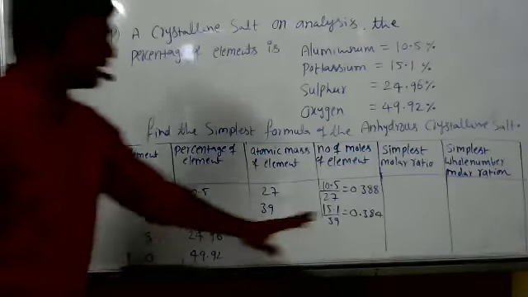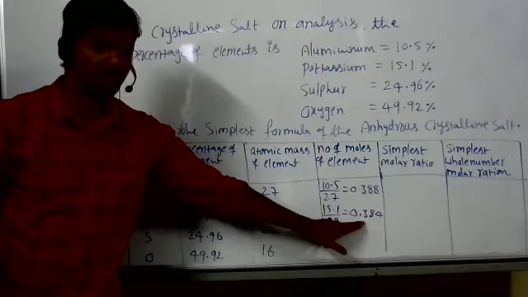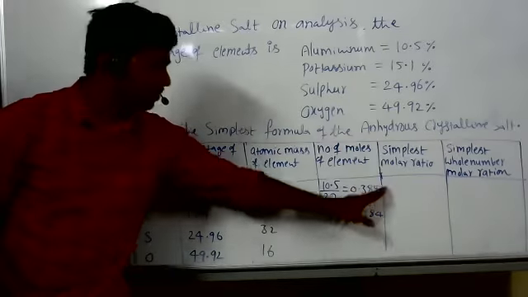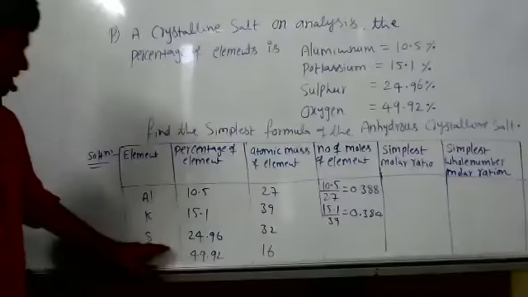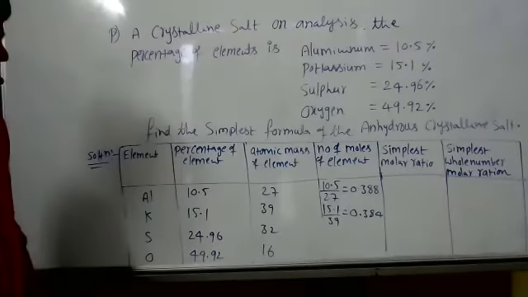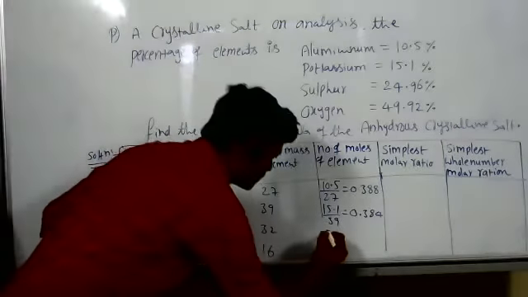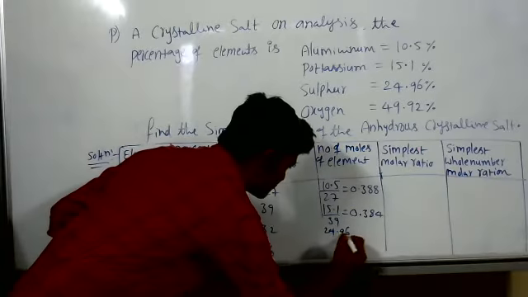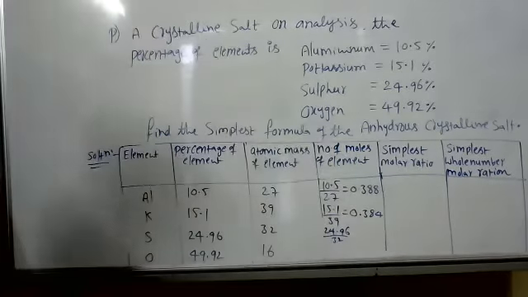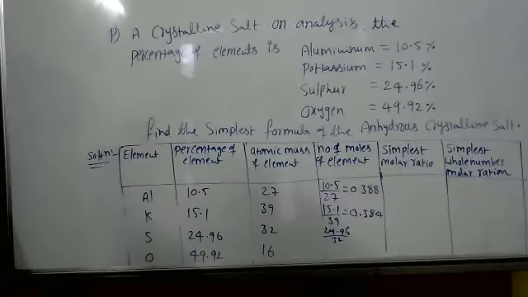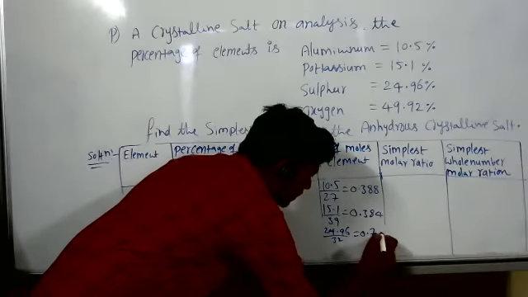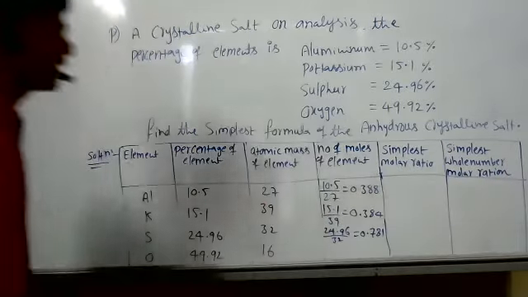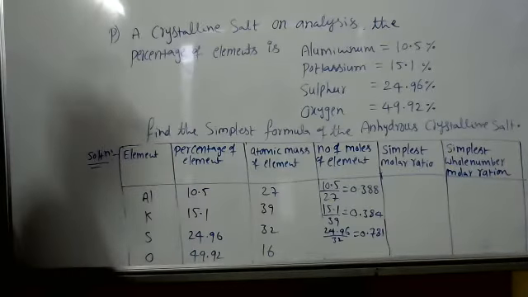Here almost both are the same values, 0.388 and 0.384. So you can take 1 only here. That depends upon further values also. Wait, sulfur is 24.96 divided by 32. 0.781. If you take it like 25 by 32, 0.781. Sir, I'm getting exactly 0.78 when I take the whole number, whatever is given.